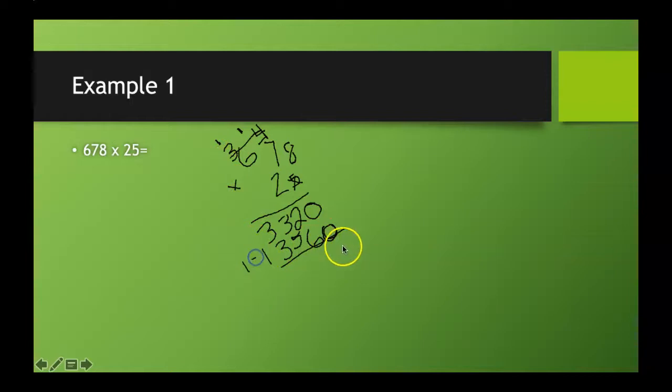And then we add. 0. 6 plus 2 is 8. 5 plus 3 is 8. 3 plus 3 is 6. And then there's that 1. So the answer is 16,880.